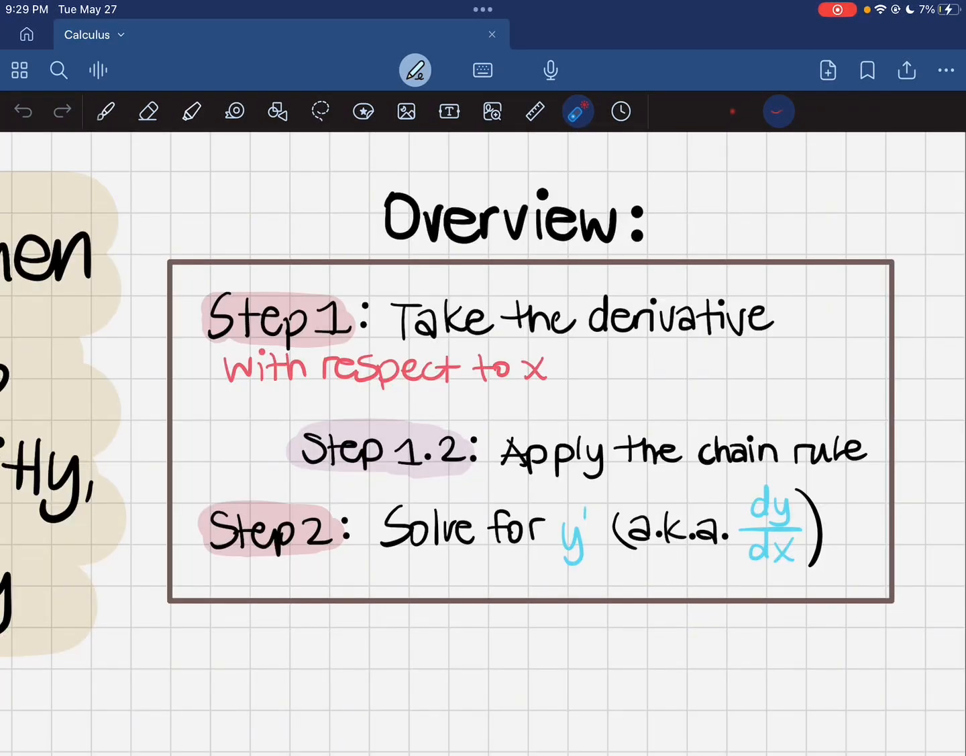And that's implicit differentiation. In summary, step 1 is to take the derivative with respect to x of both sides of the equation. Step 2 is to apply the chain rule, or in some cases, the product rule, if that applies. And step 3 is to solve for y prime, in other words, dy over dx. I hope this was helpful.